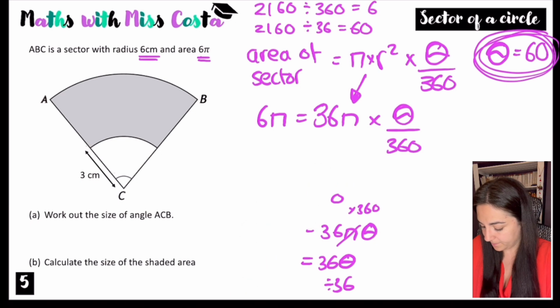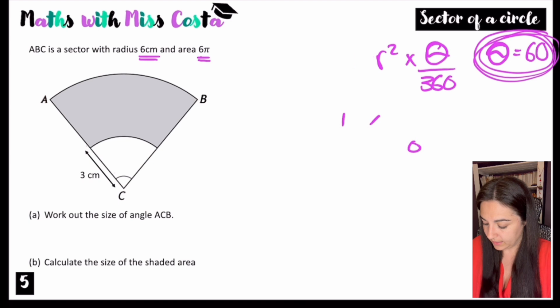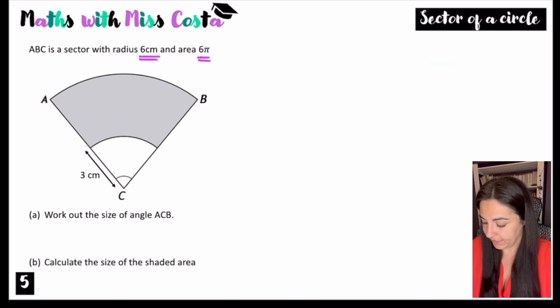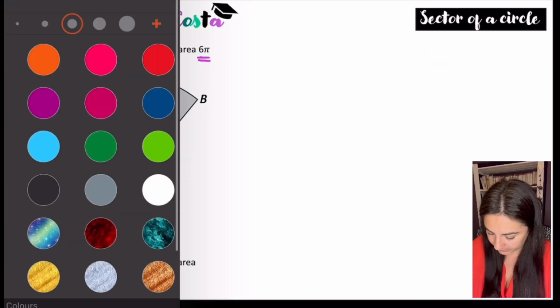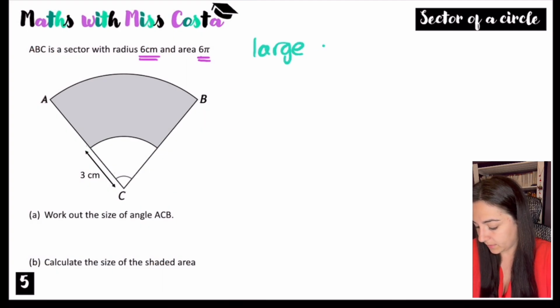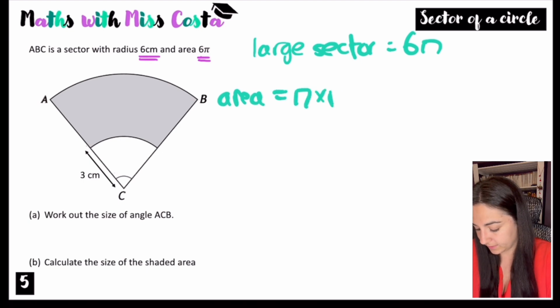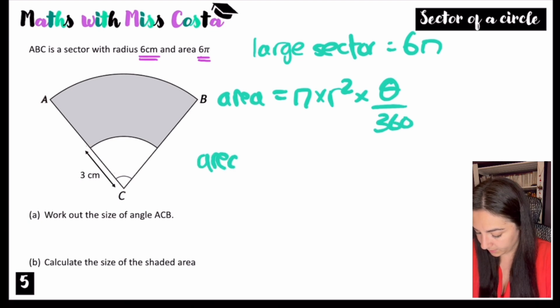So for the shaded area, I would need to work out the area of the whole sector and then the area of the smaller sector and subtract that. So I know the area of the large sector is 6 pi. Now let's see if I can work out the area of the smaller sector. So area of a sector is pi times radius squared times theta over 360. Well, I know that the radius of this smaller sector is 3. 3 squared is 9, so that would be 9 pi.